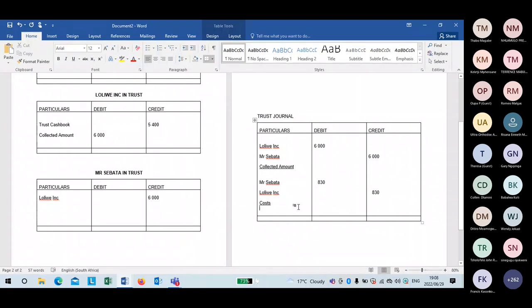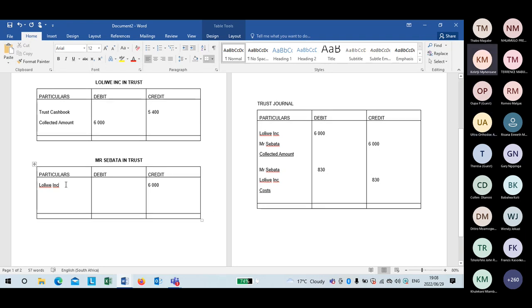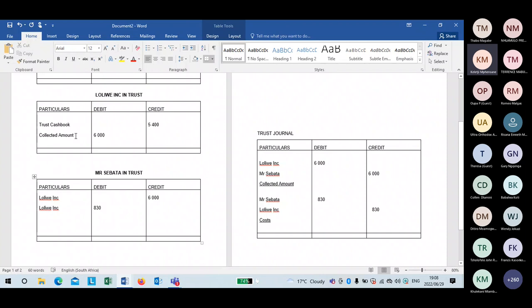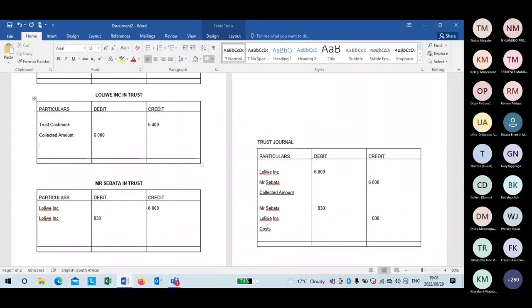From here, where do you go? Post to ledgers. Mr. Sebata, what do you do? Debit. Debit how much? 830. Loliwe Inc. in trust. What do you do? We credit. Credit how much? 830. So this way you are done with step number three.